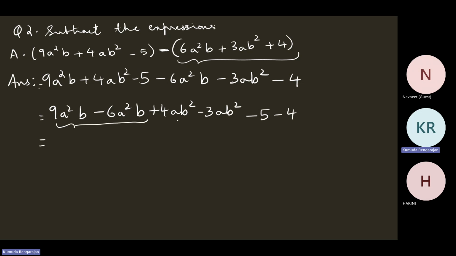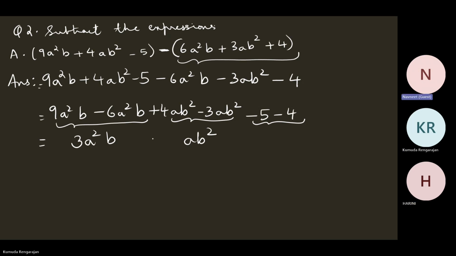a square b, a square b, ab square, and the numbers. So when you simplify these two like terms, the answer is also a like term. So a square b only you will get. 9 minus 6, 3. 3a square b. Then ab square. Plus 4 minus 3, 1. We can write it as 1ab square only, or ab square.